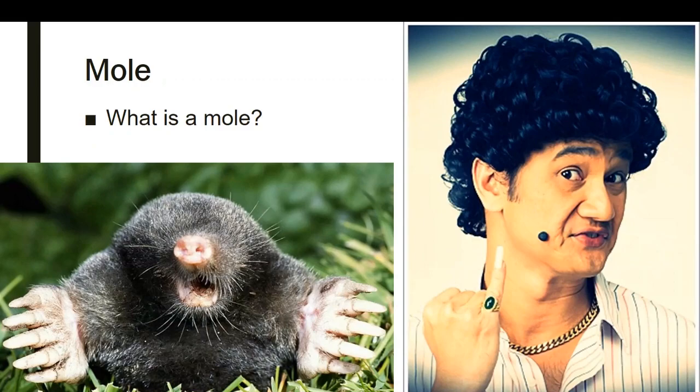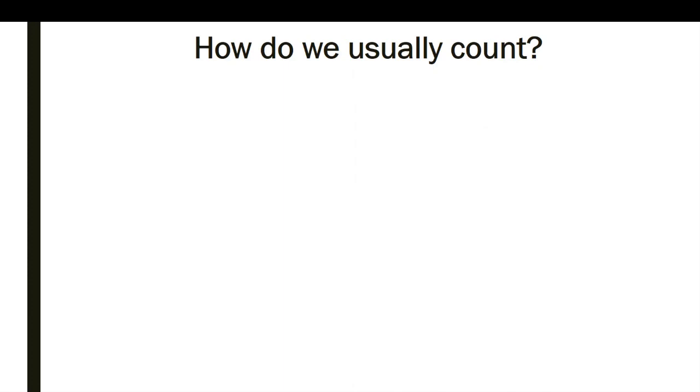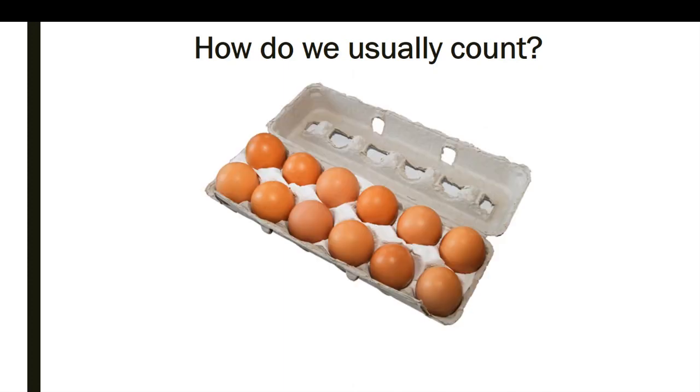To understand that, let's first take a look at how we usually count items. What do I mean by that? For instance, if you were to go to the market one day and you want to get this tray of 12 eggs, instead of saying 12 eggs, you can say, can I have a dozen eggs? That's what you do.